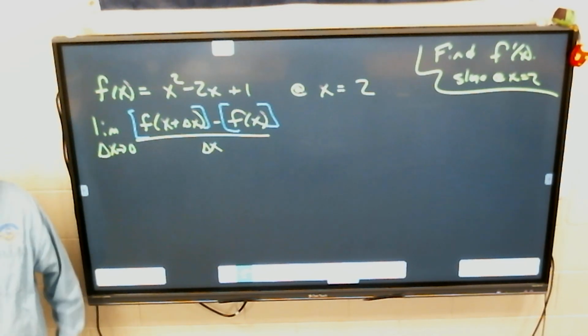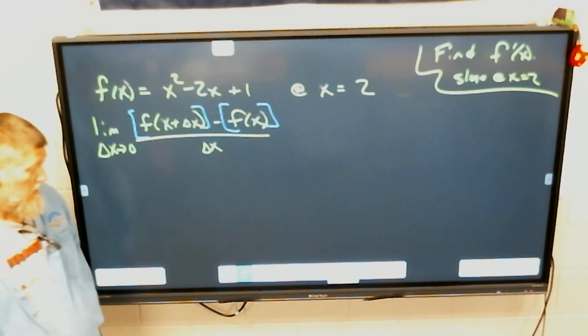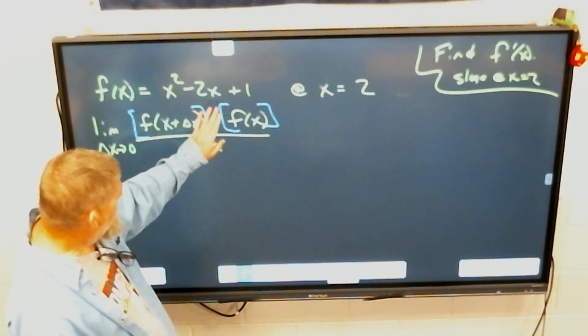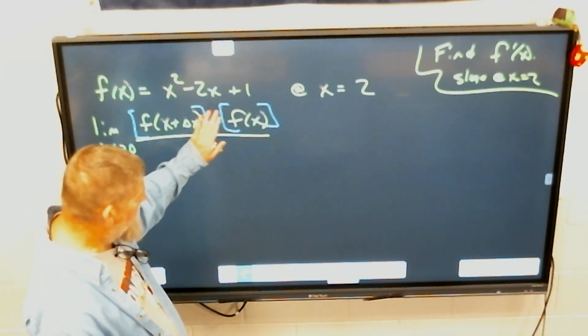So wait, does it stay as a minus, or do I change it to positive? F of 2 is a positive number, we know that. So it's minus 1.